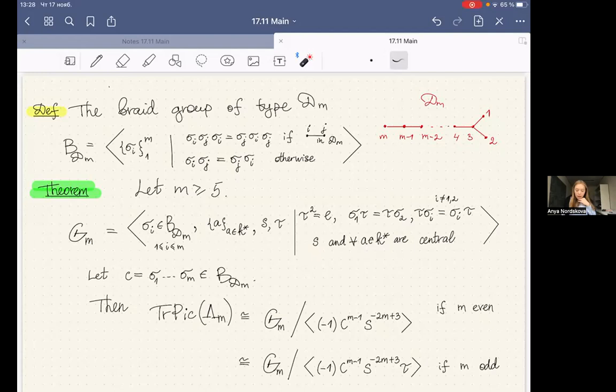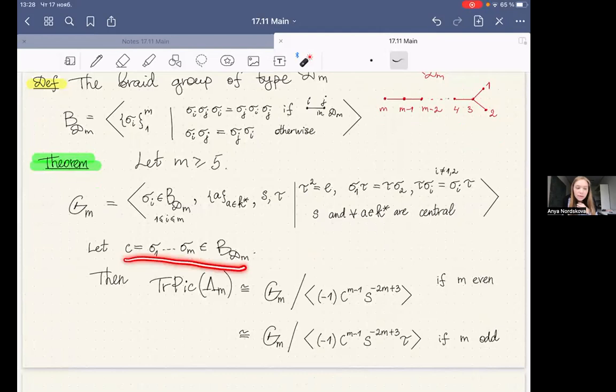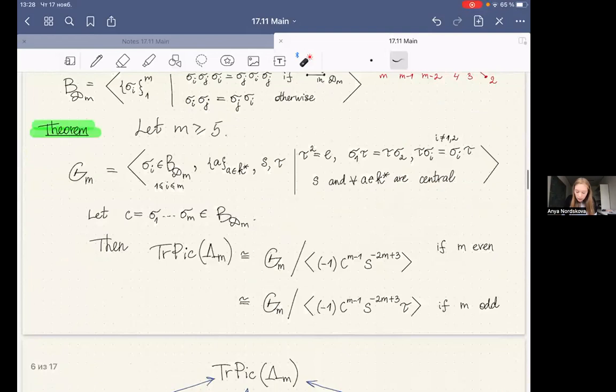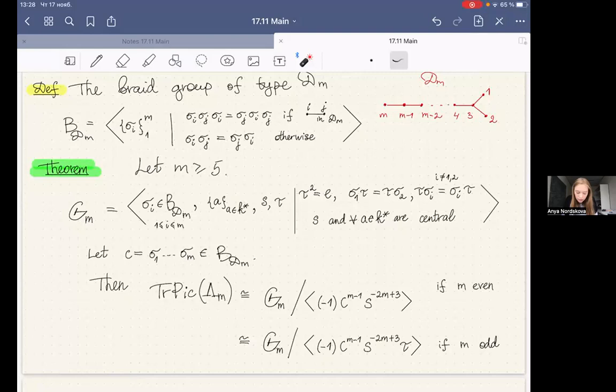Okay, now let C be the following element in the braid group. So it's the product of generators from sigma 1 to sigma m. And finally, the result is as follows. The derived Picard group of this algebra lambda m that I defined here, and of any algebra from this class, is isomorphic to the following quotient of this group GM, depending on the parity of m.